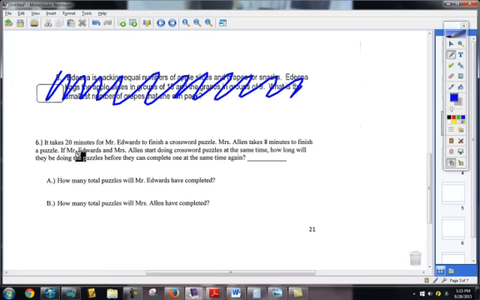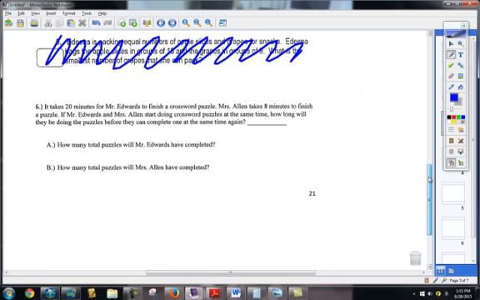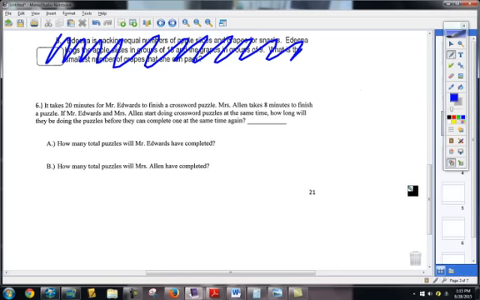Okay. Now, it takes 20 minutes for Mr. Edwards to finish a crossword puzzle. Mrs. Allen takes 8 minutes to finish a puzzle. If Mr. Edwards and Mrs. Allen start doing puzzles right now, how long will they be doing puzzles before they can complete one at the same time?